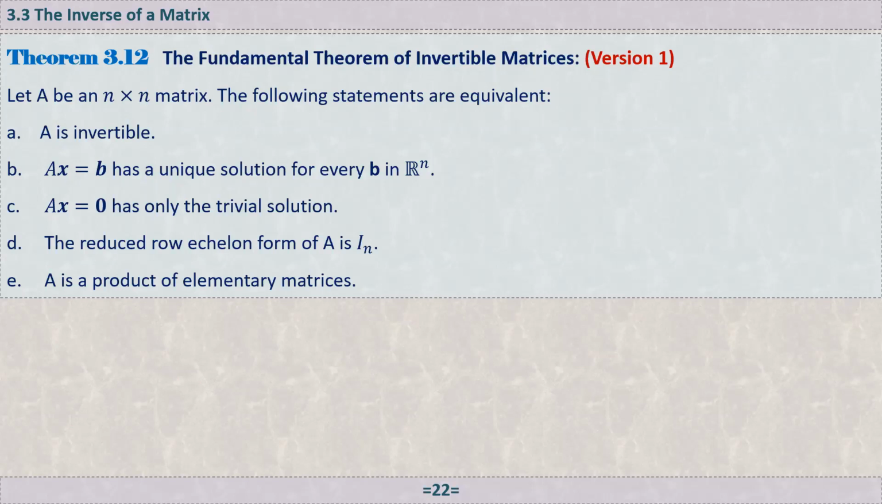This theorem says that if A is an n by n matrix, that's a square matrix, the following statements are equivalent. Now, when we say equivalent, what we mean is, if one of them is true, here we have A, B, C, D, E, five facts here. If one of them is true, then all of them must be true. If one of them is not true, it is false, then none of them is true, or all of them are false. This is what we mean by saying equivalence.